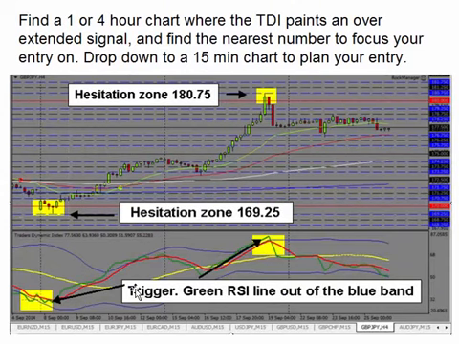How do we trade with the Rock Manager Forex software? We find a 1-hour chart where the Trader's Dynamic Index paints an overextended signal, and we find the nearest number to focus your entry on. And then we drop down to a 15-minute chart to plan your entry. As you can see, the green RSI line is above the blue tracer or volatility band, and so we drop down to the 15-minute time frame to plan our entry.